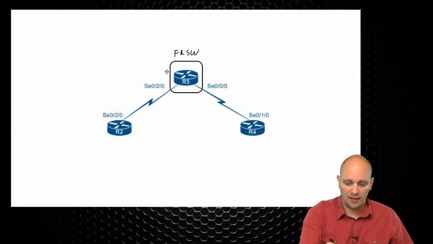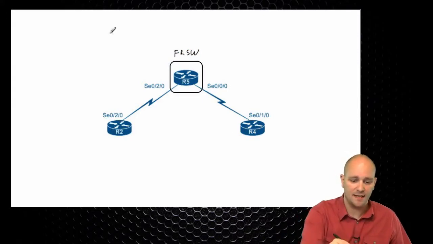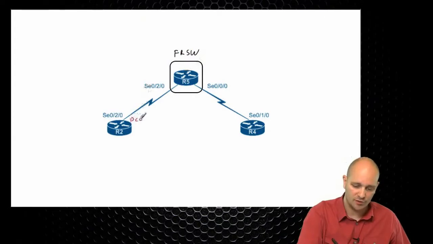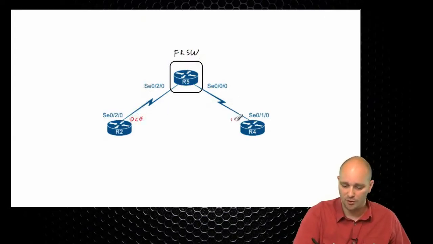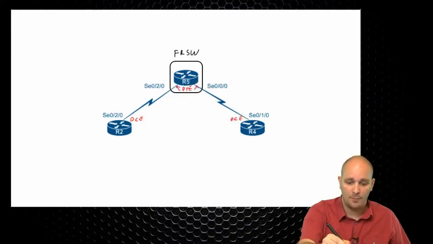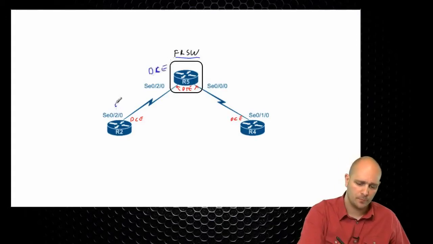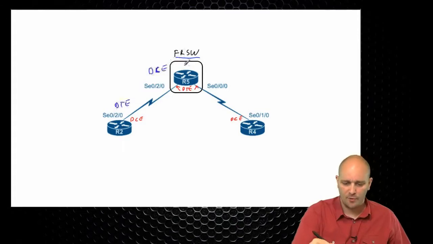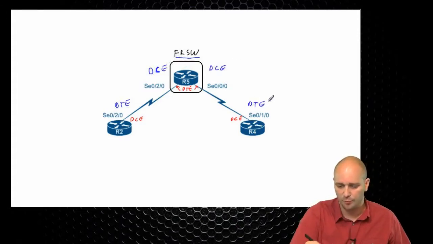So again, I have this network here, and let's say that this is going to be our serial DCE, and this is going to be our serial DCE, which means that this side in both cases is the DTE on these serial interfaces. But because this is a frame relay switch, on frame relay on layer 2, the frame relay switch is going to be acting as DCE in both cases, and these are going to be DTEs.